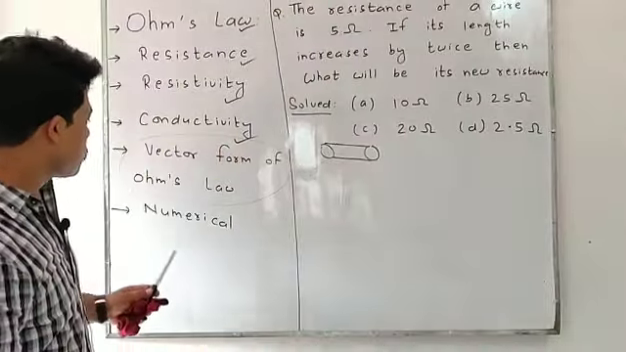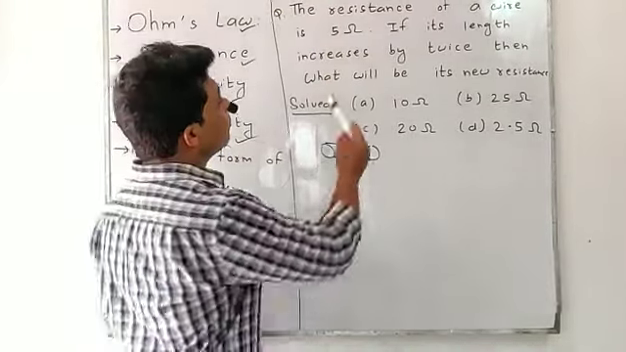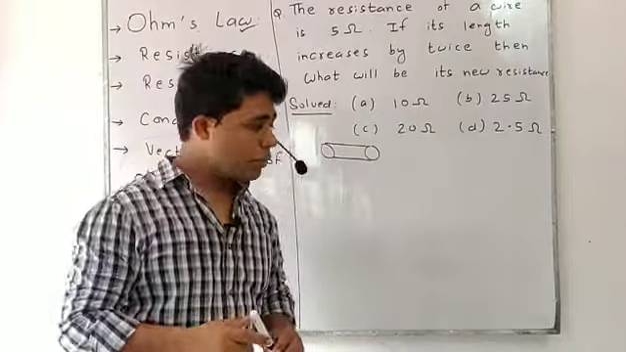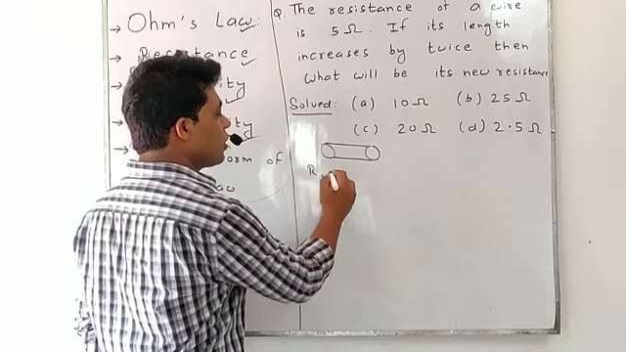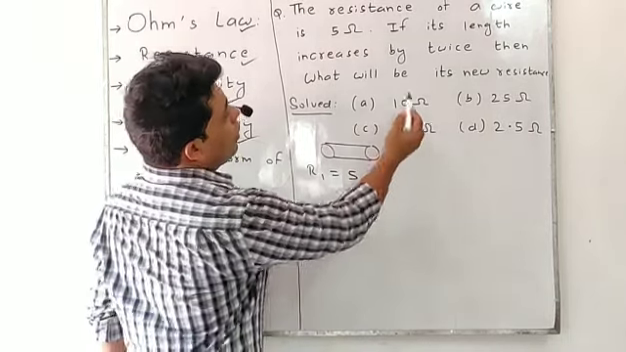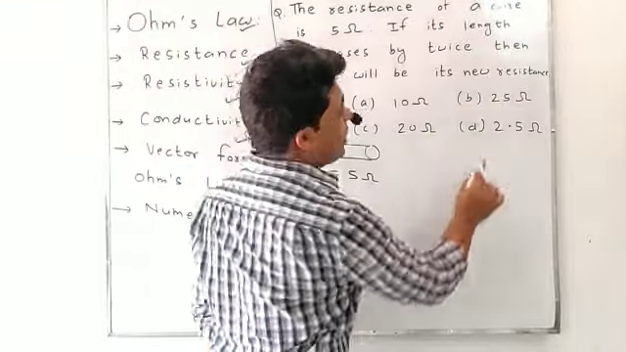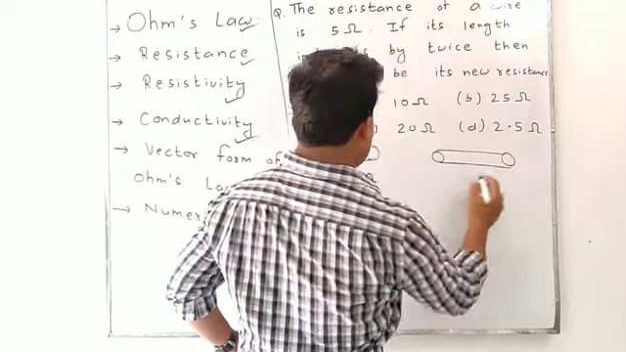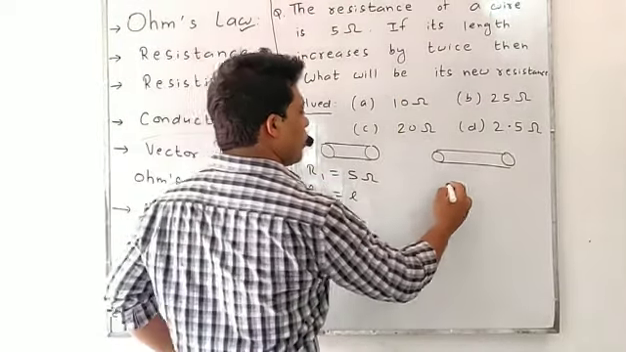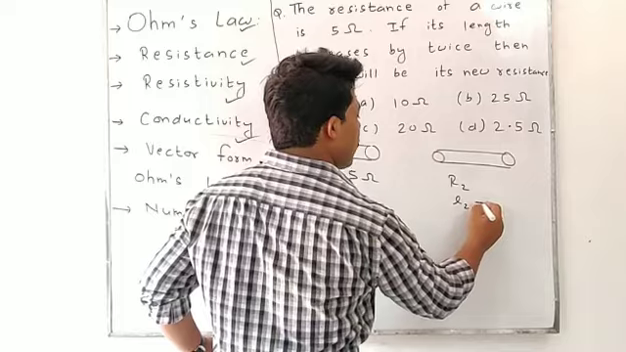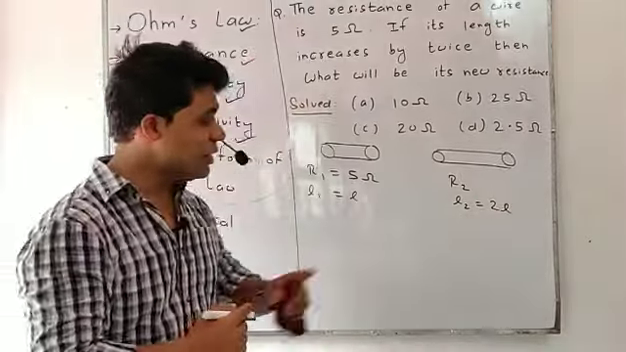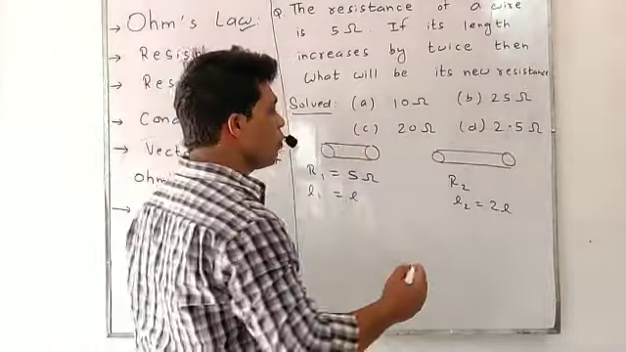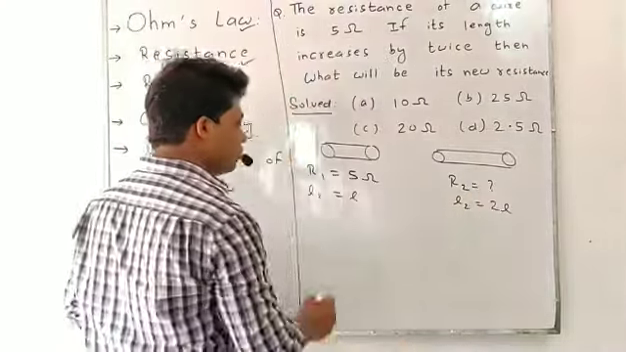You can check numericals based on Ohm's law. Look, students, the resistance of a wire is 5 ohm. We are given a conductor wire. Its initial resistance is 5 ohm. If its length increases to twice, it means that if the initial length L1 is L, the final length is 2L. Then what will be its new resistance? Actually, you have to find its new resistance.